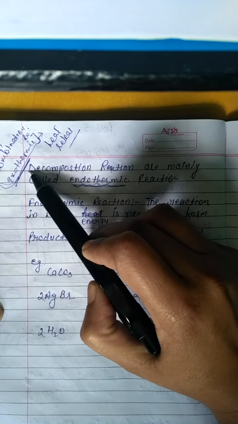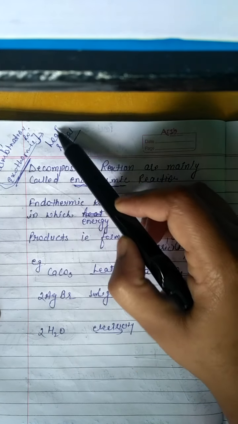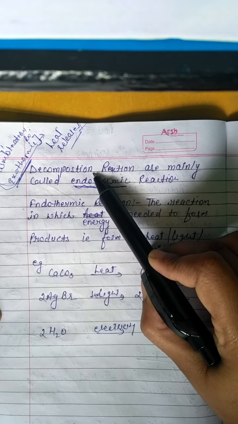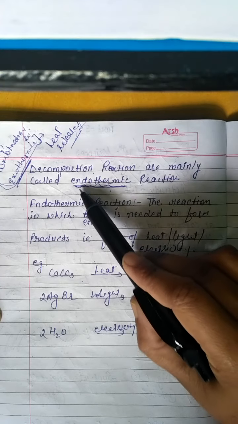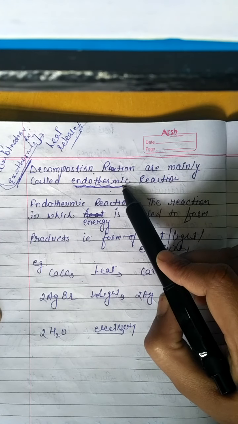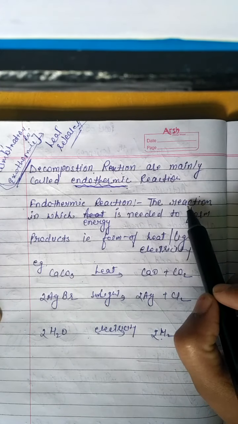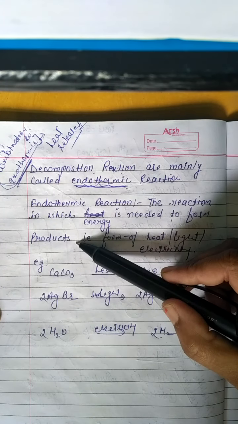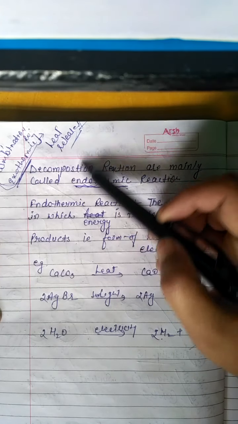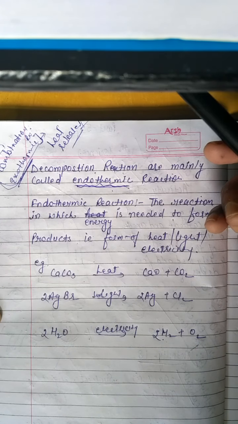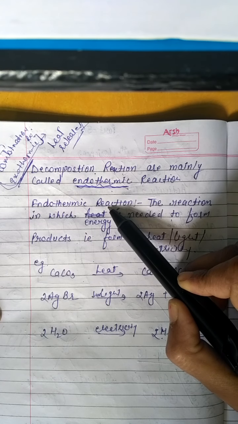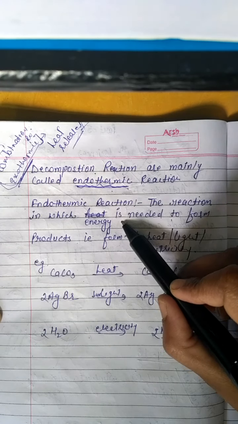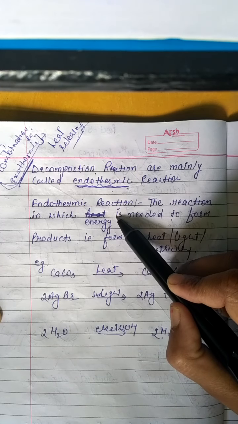Combination reaction is an exothermic reaction because in that case heat is released. But decomposition reaction is an endothermic reaction. Now what is an endothermic reaction? An endothermic reaction is one in which energy is needed to form a product. In the exothermic case, energy is released, evolved. But endothermic is that type of reaction in which energy is needed. We require energy to break down the reactant.